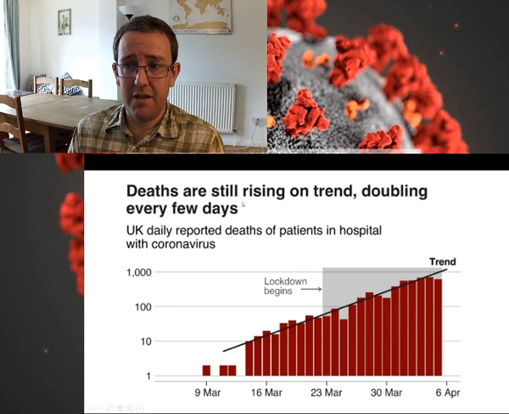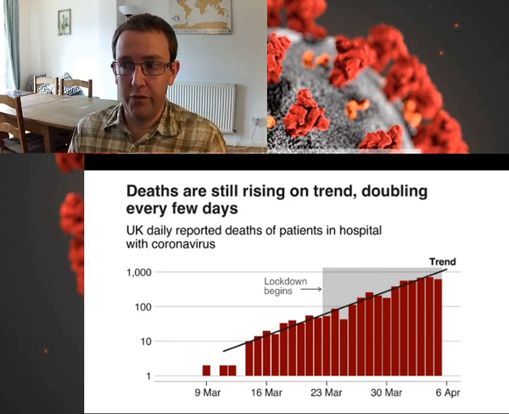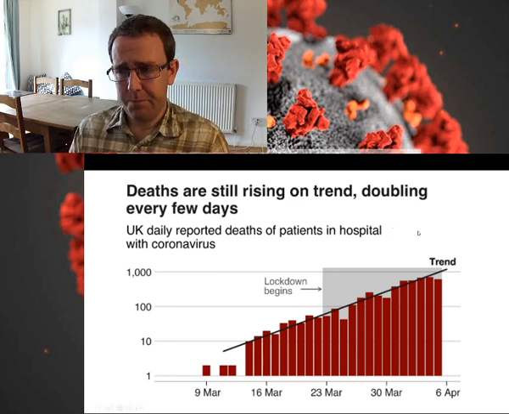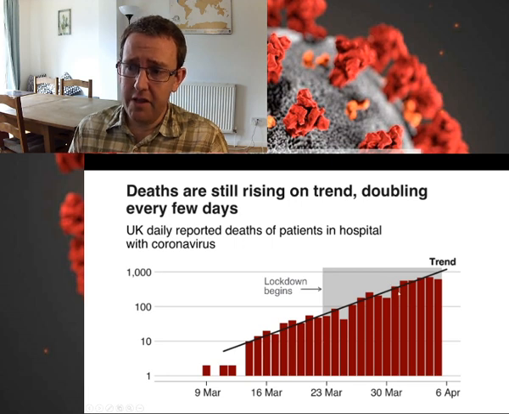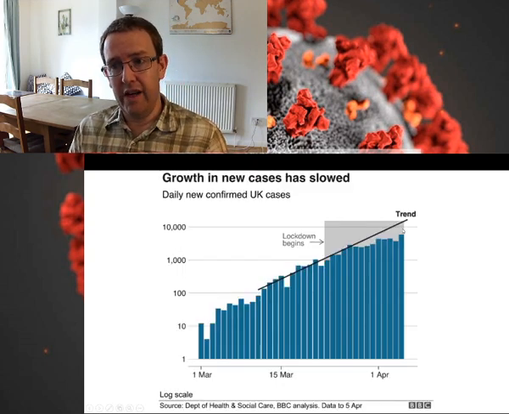So obviously death rates are still rising, on trend, doubling every few days. These are all graphs taken from the BBC, and these were taken yesterday, which was the 7th of April, but obviously it's a rapidly changing thing. So as you can see, there is an upward trend in death rates. We're seeing some slowing down of that. Again, we should see more of that coming through the longer we all stay in isolation.